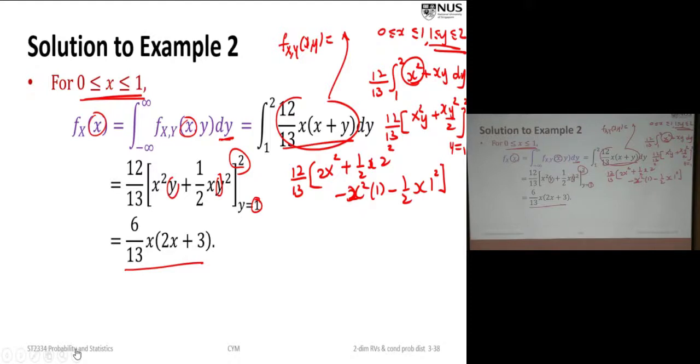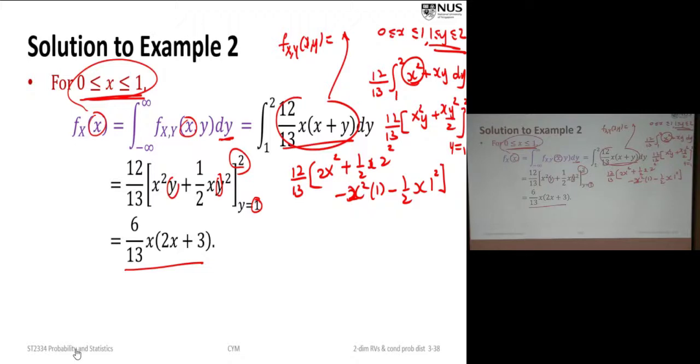So what does it mean? It means that the joint PDF, after I integrate out y, becomes the marginal of x. Marginal of x is equal to 6 over 13 x times 2x plus 3, and this expression is only valid for x between 0 and 1. So I want you to remember, we're talking about the marginal of x, so all this work is valid only when x is between 0 and 1.